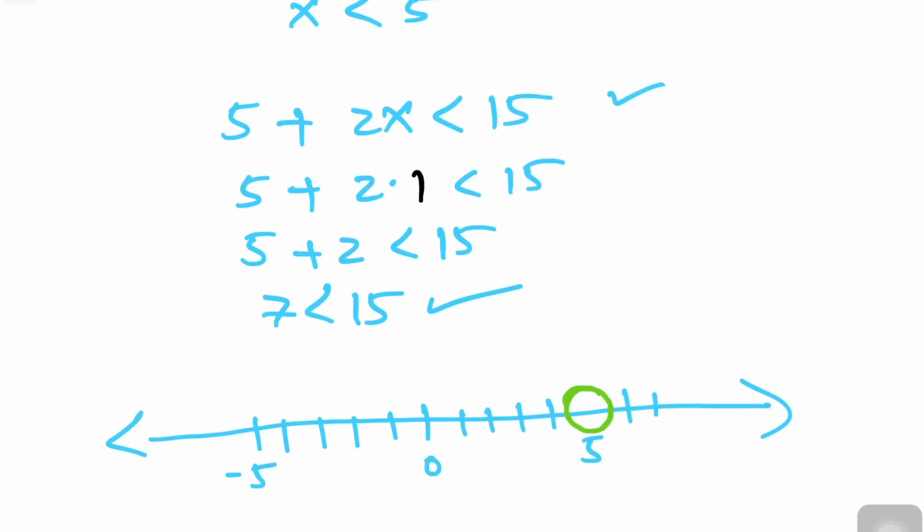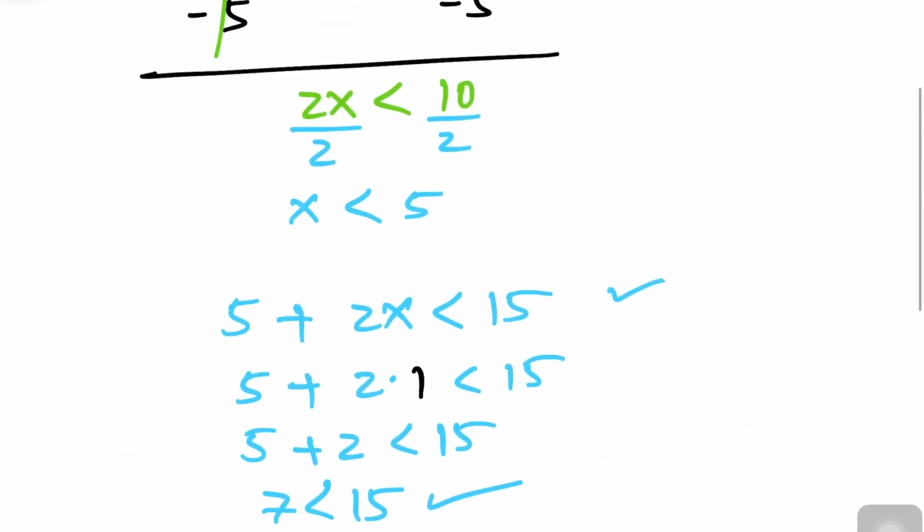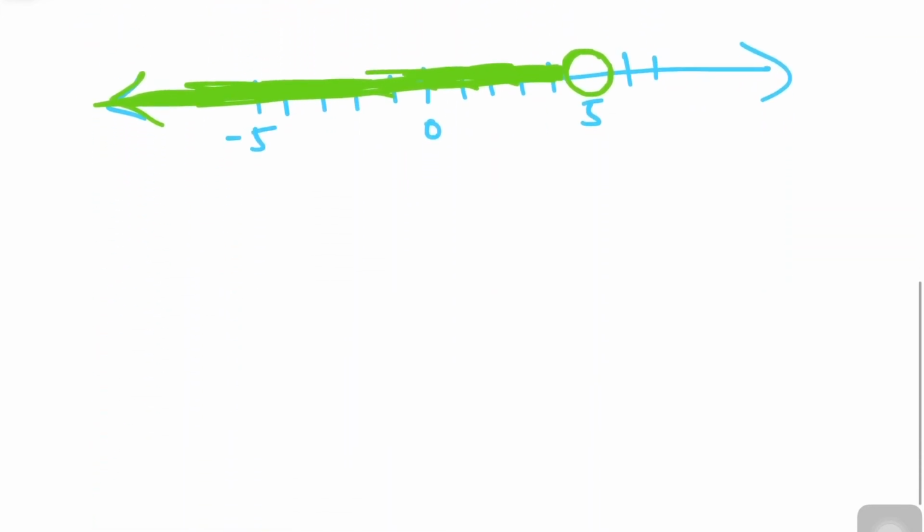Okay, so let me use a different color. So it's going to be an open circle. We're going to move left. Okay, we're going to move this way. You're going to shade this way. What does it mean? If you choose any number from this green section, your inequality will be true. And since we are not taking 5, 5 will be empty. We'll have an open circle. Okay, so let's do one more example.